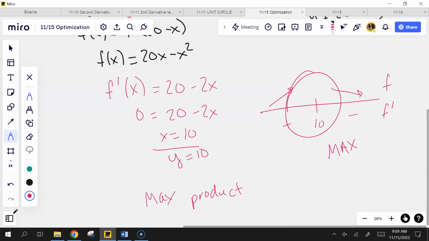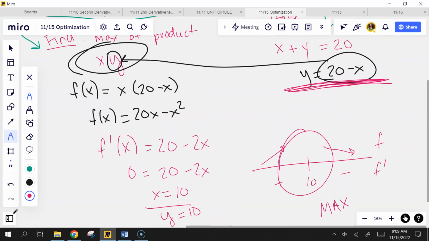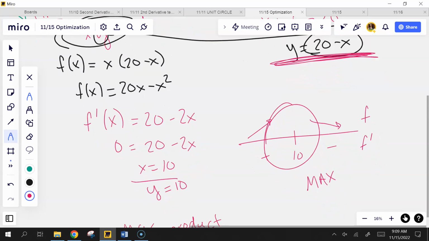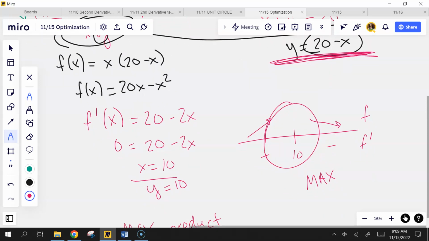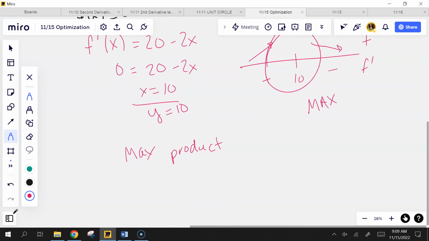Because, well, I needed to know the y, right? I needed to know what that y value is. I need both values because I'd written my equation just in terms of one. So you're flipping back and forth between what you're using, which makes it all the more confusing. So the max product, and this is kind of like where we talked about the max value versus where it occurs, the max product is 100.